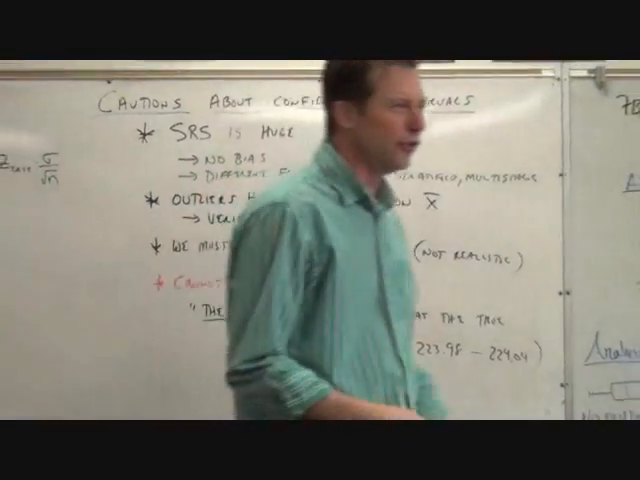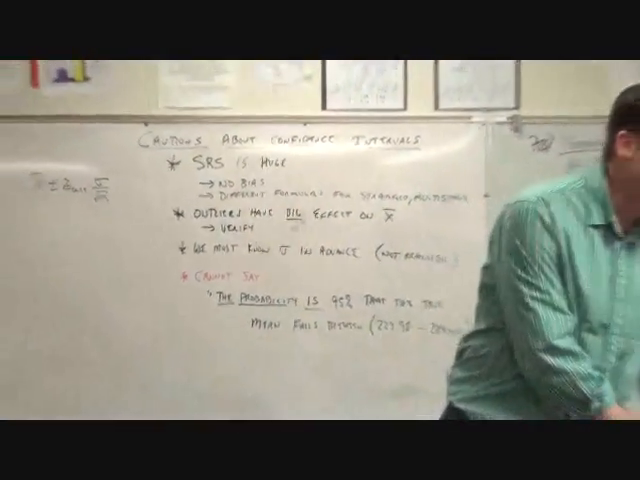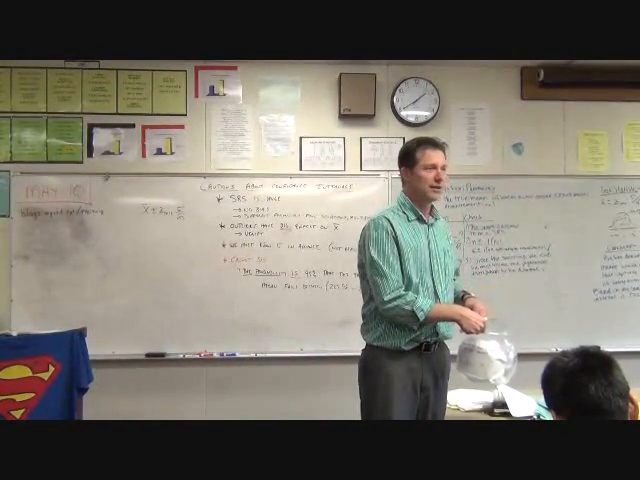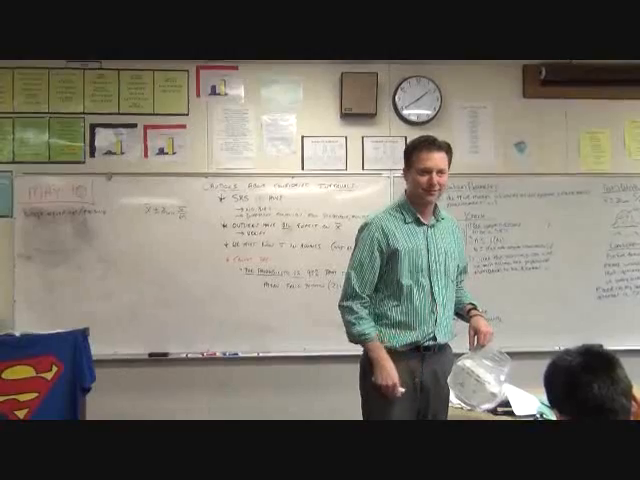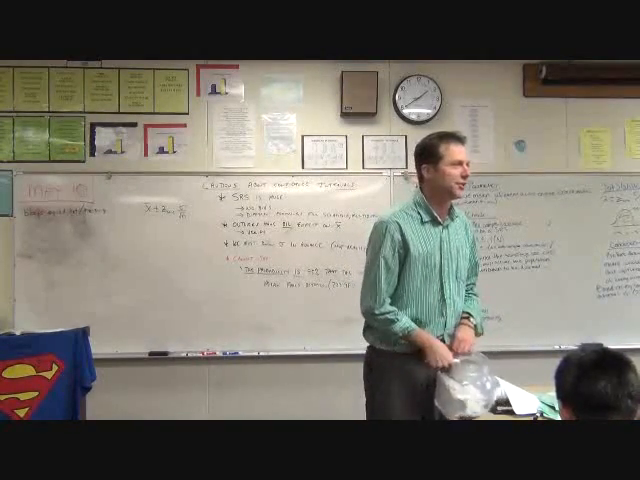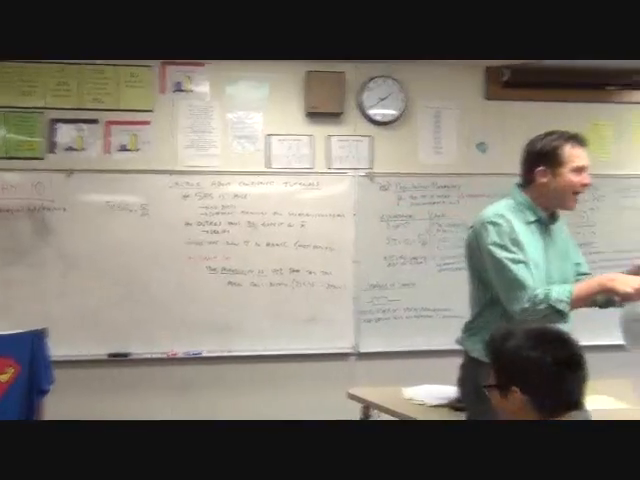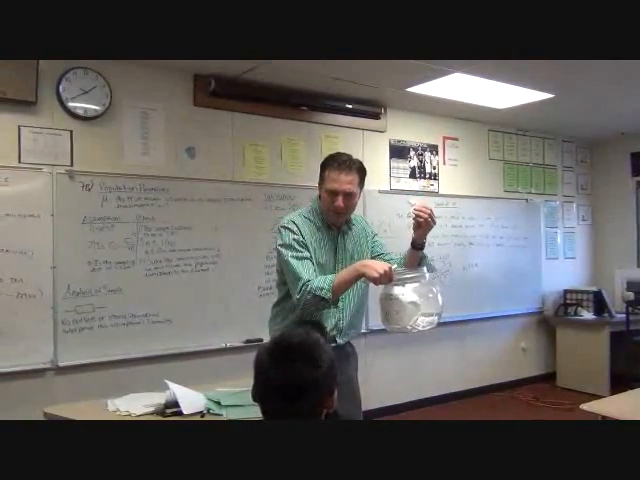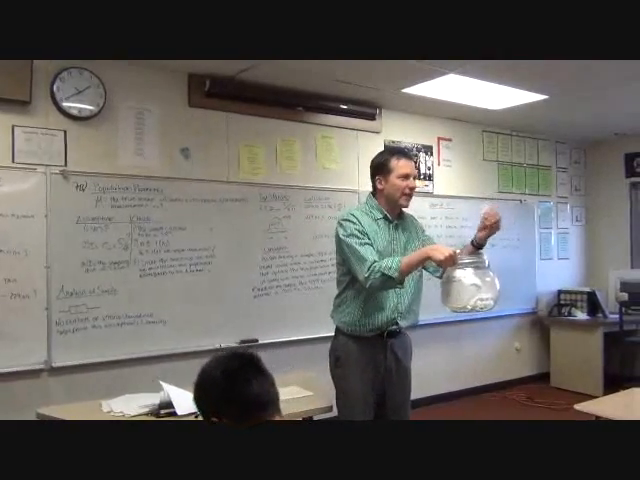Remember what outliers do? Let's say I get my sample of 20 names, and who's got the longest name in the school? Like it's 47 letters in his name, right? So what's going to happen to the X bar if I get Noah's name?